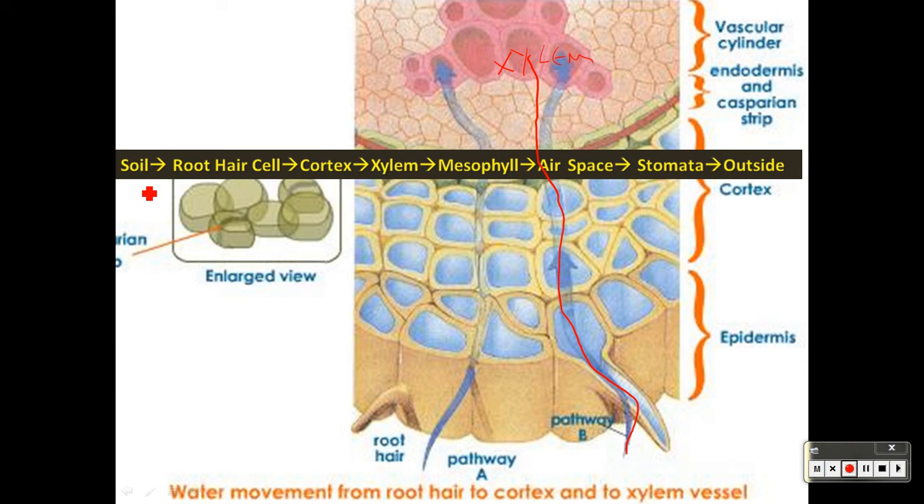We know the water moves from the soil to the leaves, which is the mesophyll. And we know it goes through the hair cell and through the cortex. And we know it goes up the xylem and then into the leaves. And then from the leaves it goes into the airspace and out of the stomata, back outside. So it kind of goes in this long silly circle, in to out.